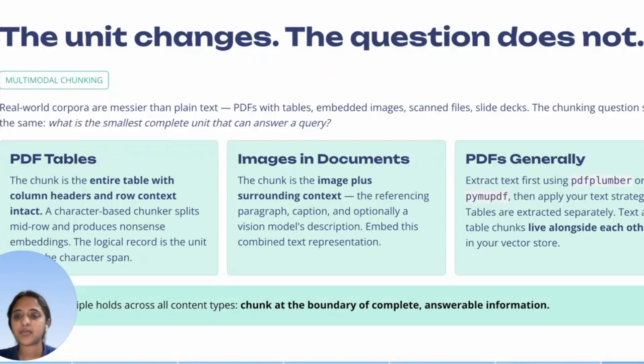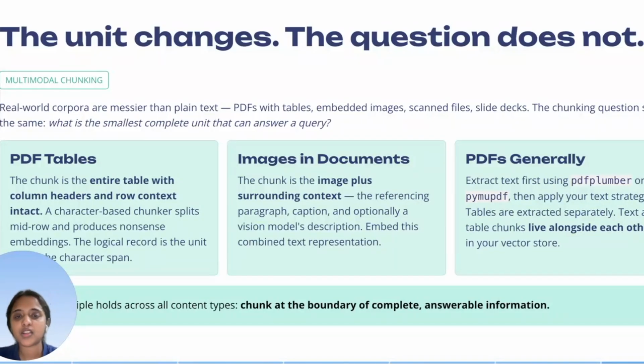Suppose we have PDF tables. The entire table with column headers and row context has to be kept intact while doing chunking. Say we are going to follow a JSON format. Say this particular column has this particular value. So we're going to do that for each row, so that we don't chunk in between a certain row or a sentence. So logically, we have to maintain the chunking.